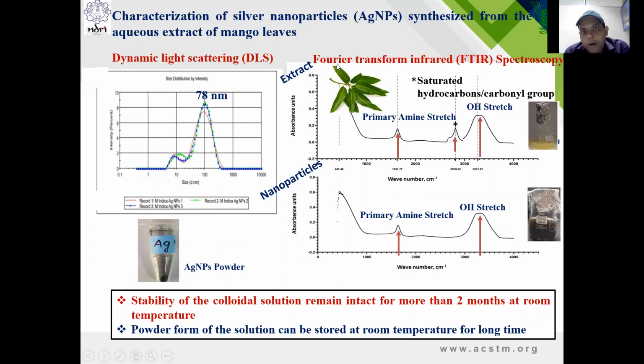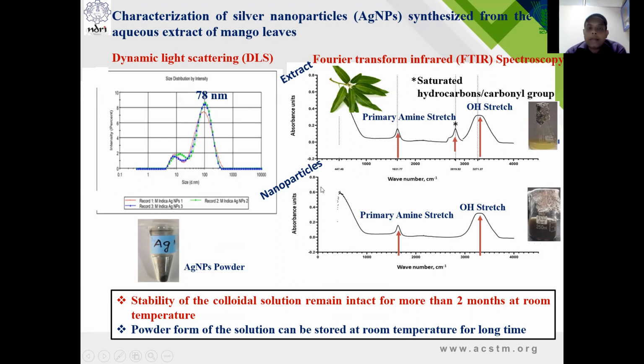Followed by, we have gone for Fourier transform infrared spectroscopy or FTIR analysis for both the extract and the nanoparticle. If you see here in this extract, we have shown three stretches: primary amine stretch, second is saturated hydrocarbon or carbonyl group stretch, and third is O stretch. So this indicates that this extract has certain phenolic compounds.